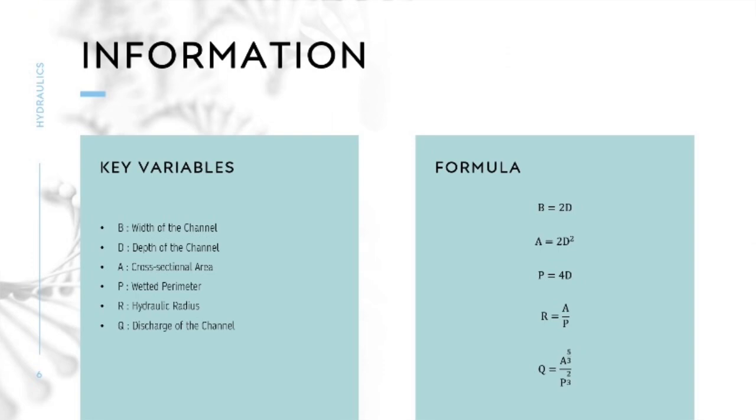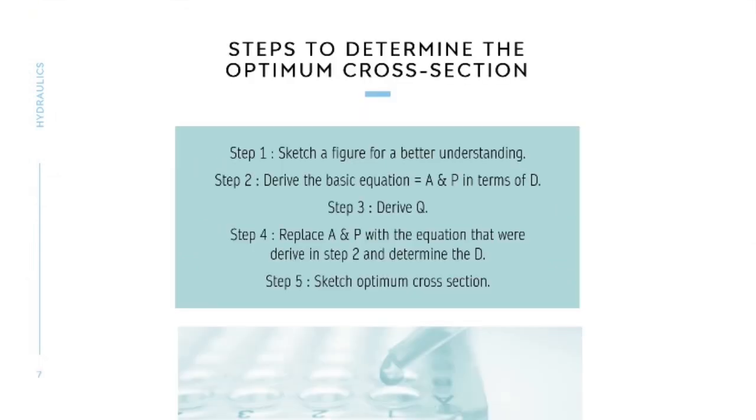We're going to learn some information in terms of key variables in this chapter: width of the channel, B; depth of the channel, D; cross-sectional area, A; wetted perimeter, P; hydraulic radius, R. These variables are crucial for determining the most efficient dimensions of the rectangular channel to maximize flow capacity and minimize frictional losses. We move into steps on solving the question.